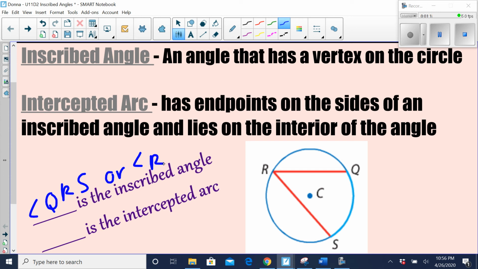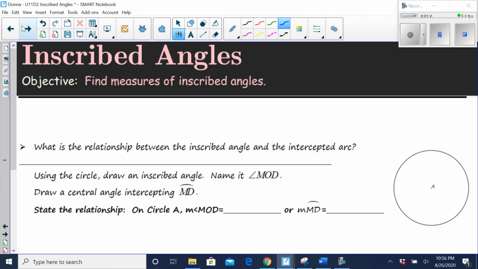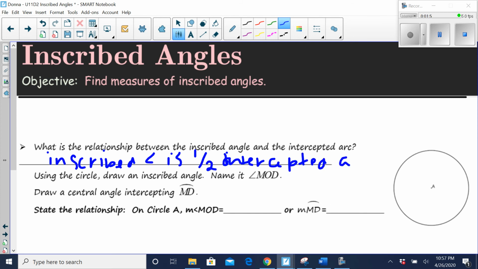What is the intercepted arc? It would be arc QS, and when we label that arc, we put that arc symbol over the top, kind of rounded over the top, indicating that it's an edge of the circle. It says, what is the relationship between the inscribed angle and the intercepted arc? What I want you to know is that the inscribed angle is half of the intercepted arc. So the angle is half of the arc.